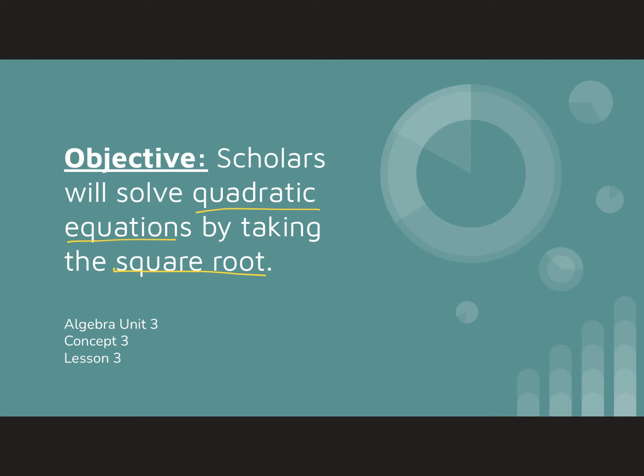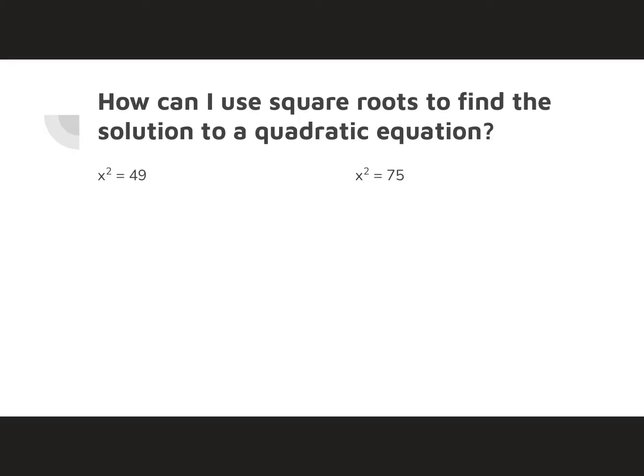Okay, so let's try this. How can we use square roots to find the solution to a quadratic equation? Well, these are the most basic quadratic equations you could have. x squared equals 49. Remember that in order to solve equations, we're just doing the opposite. The opposite of squaring something is taking the square root. So we can take the square root of each side. The square root of x squared equals the square root of 49. The square root of x squared is just x.